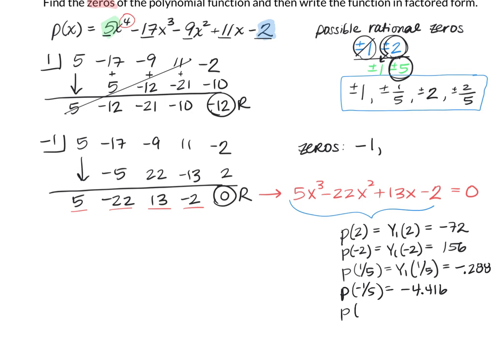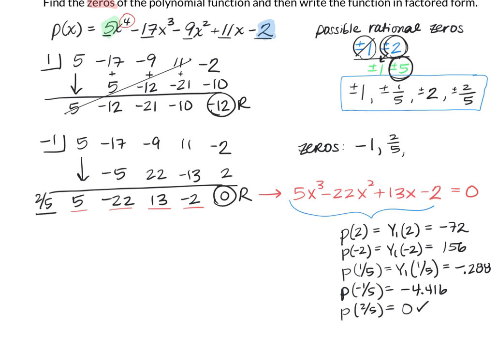And moving on the list, at this point in time, we're tired. We'll try p of 2/5. So p of 2/5 finally gives us 0. So we know one of our other zeros is going to be 2/5. So we're going to come over and do our synthetic division with 2/5.